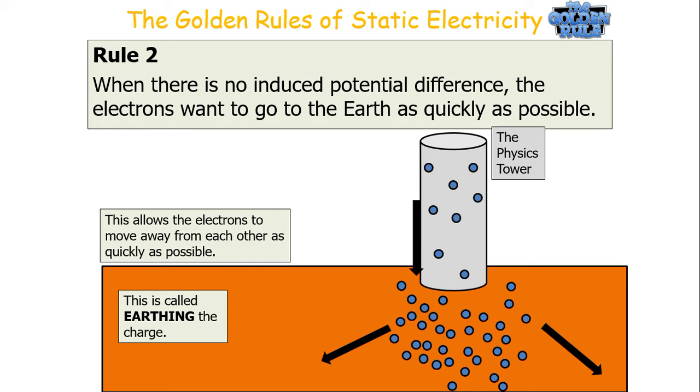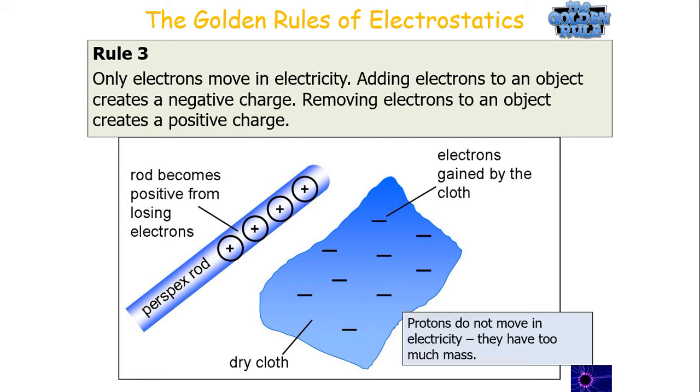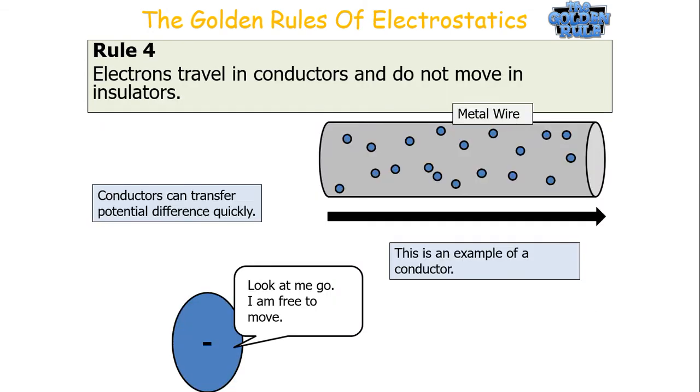This is called earthing a charge. Rule 3. Only electrons move in electricity. Adding electrons to an object creates a negative charge. Removing electrons from an object creates a positive charge. Protons do not move. Okay, they've got too much mass.